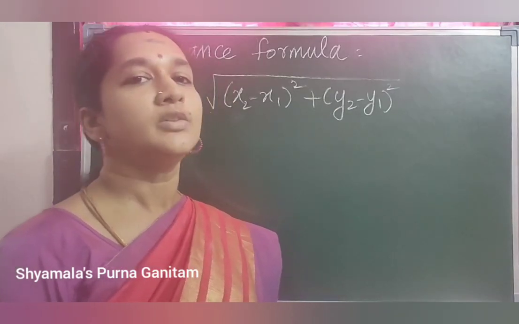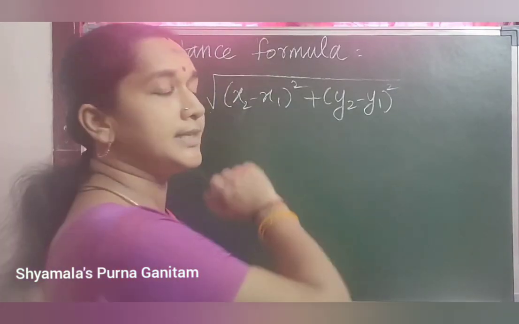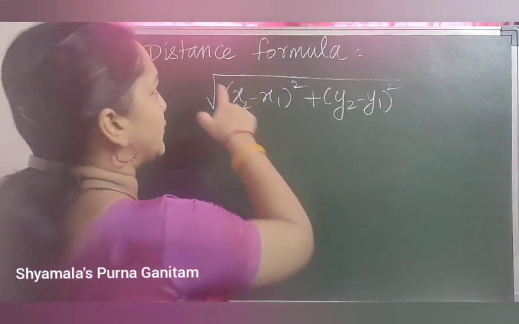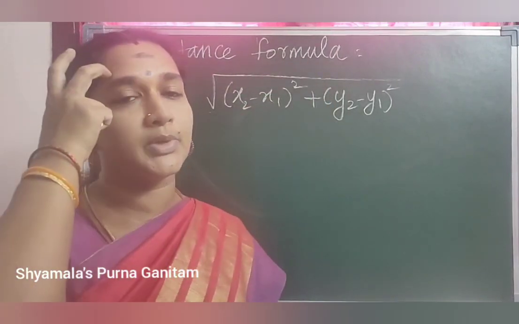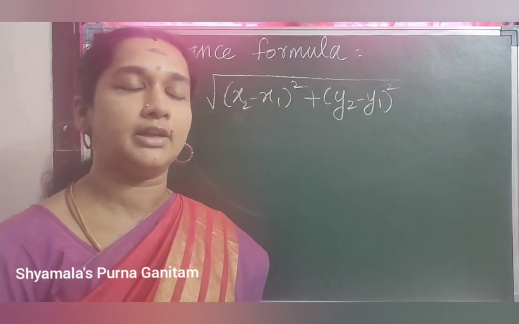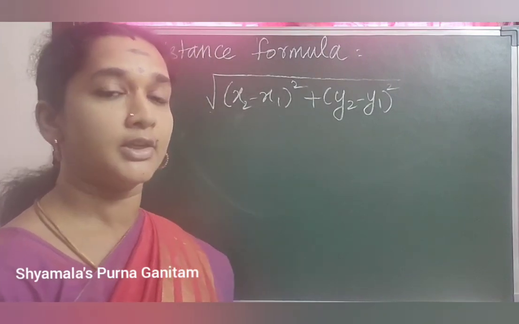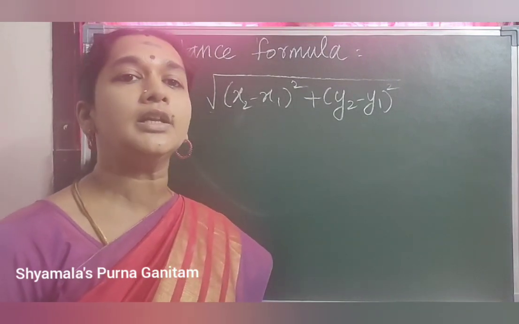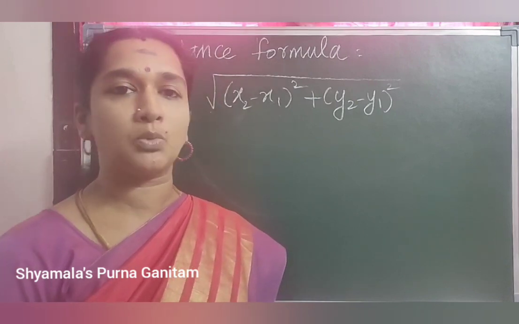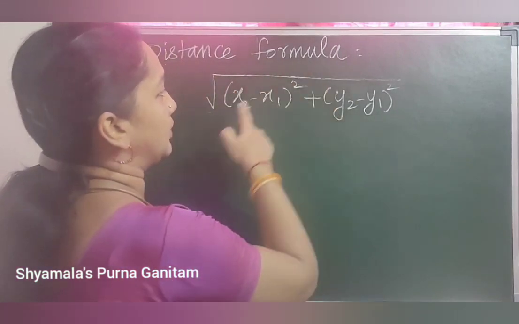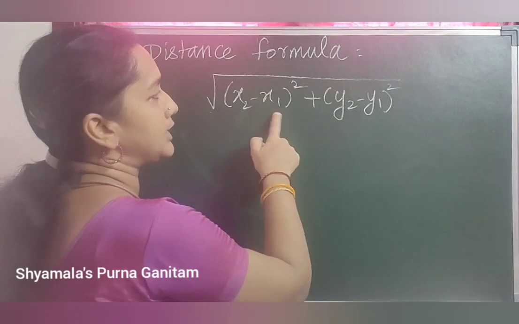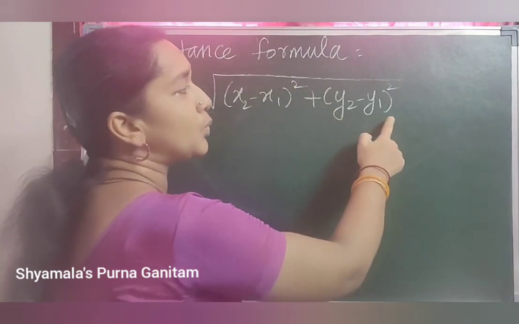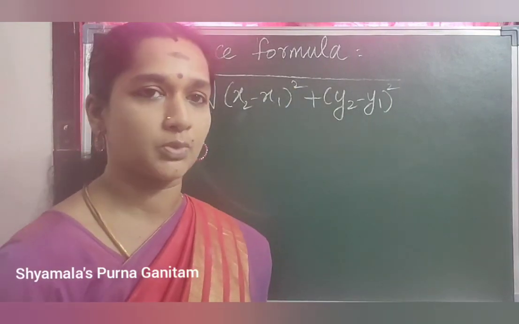In this video, we will see sums based on the distance formula. So what is the distance formula? The distance formula gives the distance between any two points in the coordinate plane. If the two points are (x1, y1) and (x2, y2), the formula is the square root of (x2 minus x1) the whole squared plus (y2 minus y1) the whole squared.